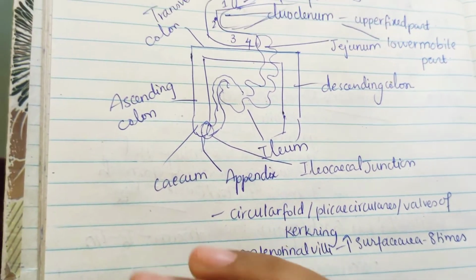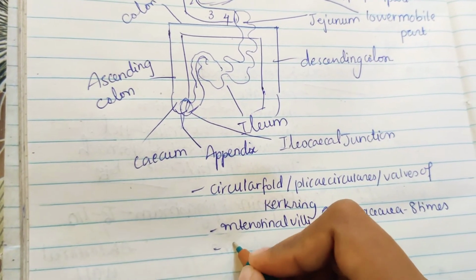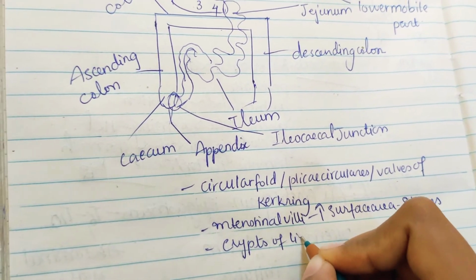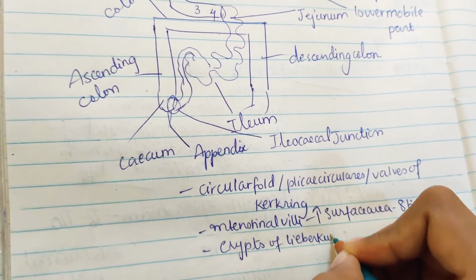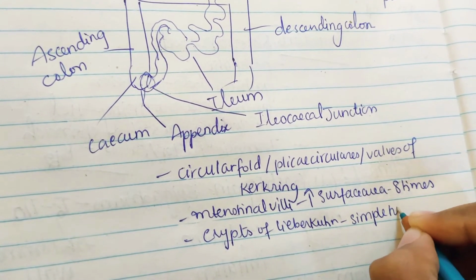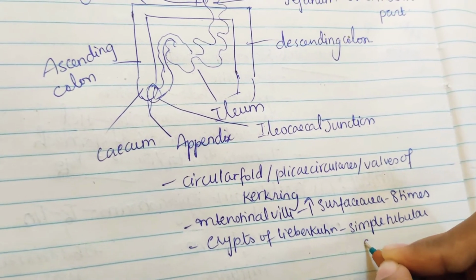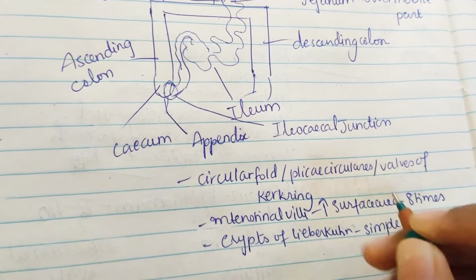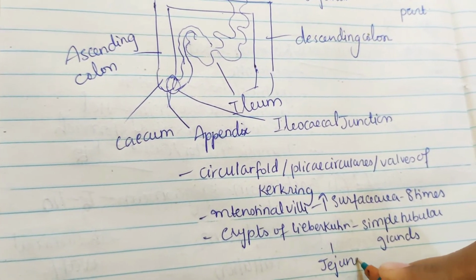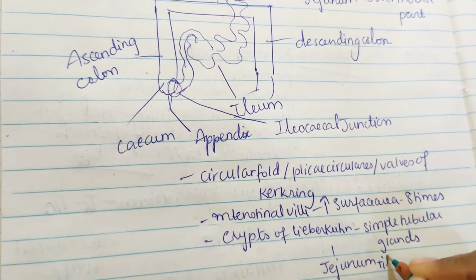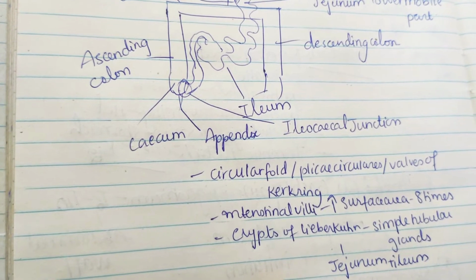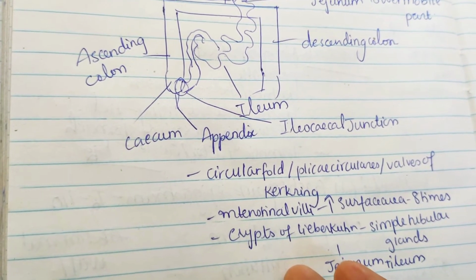And next, coming to the different intestinal glands, you have the crypts of Lieberkühn. These are simple tubular glands which are present in the whole of the mucous membrane, especially in the jejunum and ileum. Why are they present? Of course, they secrete many digestive enzymes. They also secrete mucus, and they have a high level of mitotic activity.